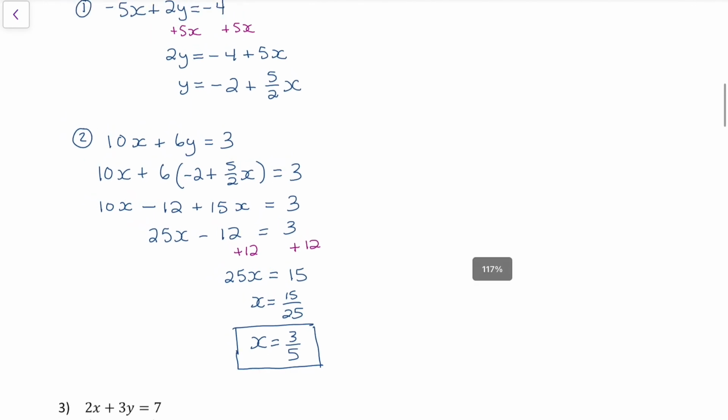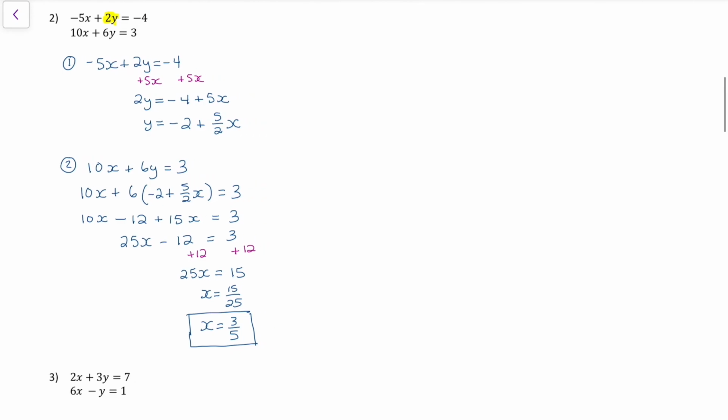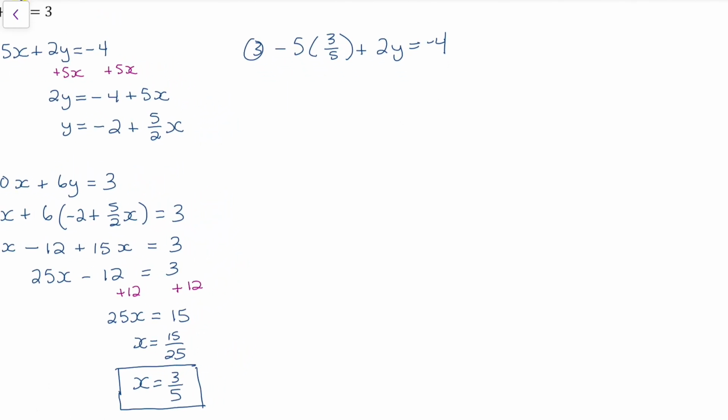So now I'm going to substitute 3 over 5 in for x in one of my original equations, so that I can solve for y. And so I get negative 3 plus 2y equals negative 4. I'm going to add 3 to both sides. So I get 2y equals negative 1. And then divide by 2, I get y equals negative half.